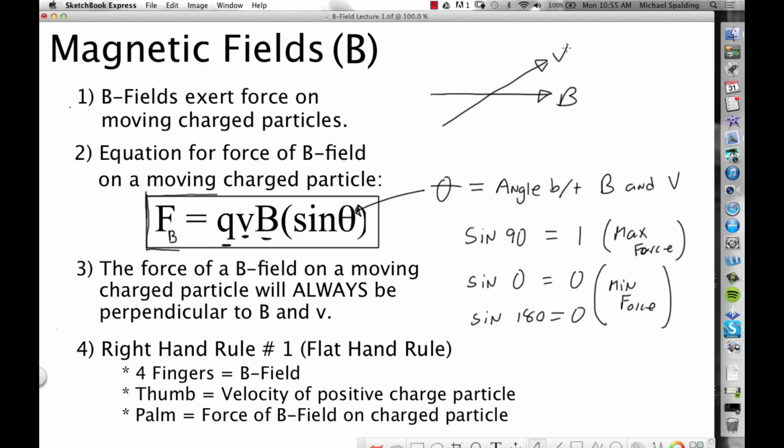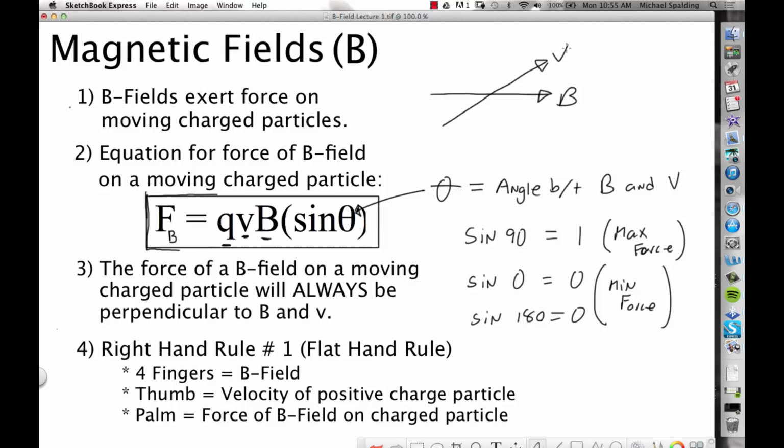So here's how you do right-hand rule number 1. Everybody put the right hand up. Your 4 fingers are the magnetic field. That's kind of easy to remember because if you hold your hand sideways, your fingers kind of make the shape of a B. That's how I first learned it. A B kind of goes bumpity, bumpity, capital B. See your fingers there? Everybody got that? Little B? So your 4 fingers are the magnetic field. Your thumb is the velocity of the charged particle, positive charged particle.